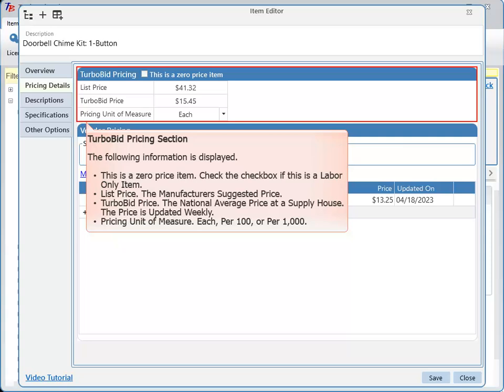List price. The manufacturer's suggested price. TurboBid price. The national average priced at a supply house. The price is updated weekly. Pricing unit of measure, each per 100 or per 1,000.